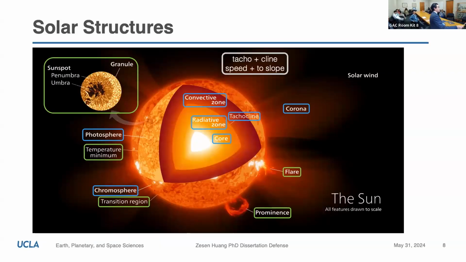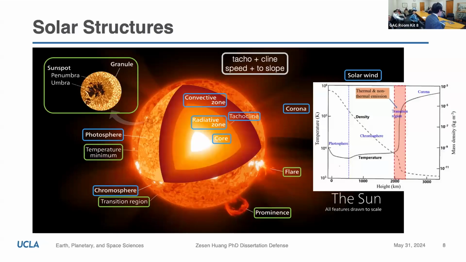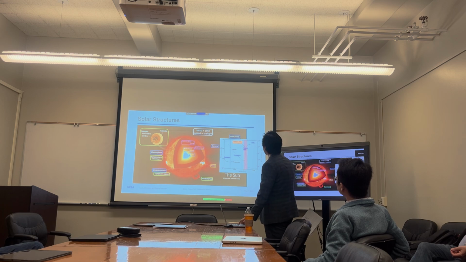Going above, you reach the transition region, and then the temperature becomes even higher, and then you reach the corona where the temperature becomes millions of degrees, and the outer boundary of the corona creates the solar wind. This is the temperature profile of the solar atmosphere. You have the temperature minimum here, the temperature rising in the chromosphere, and then rising very rapidly in the transition region to reach millions of degrees in the corona.